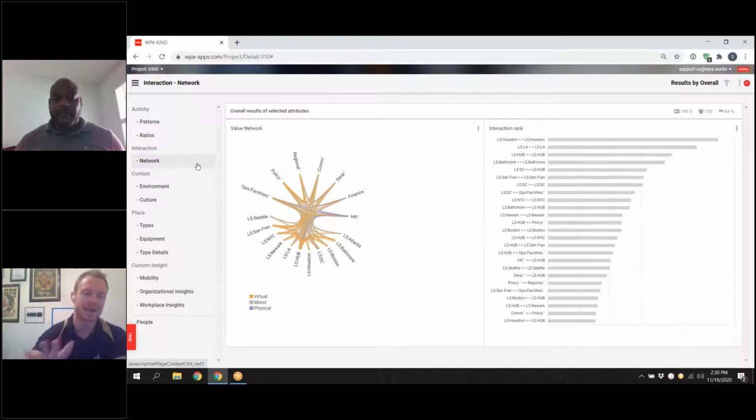So 10,000-foot view, if you're not familiar with the network analysis, this information shows you essentially who works with whom. Like, how does information flow? How does the job get done? What are those collaboration patterns?